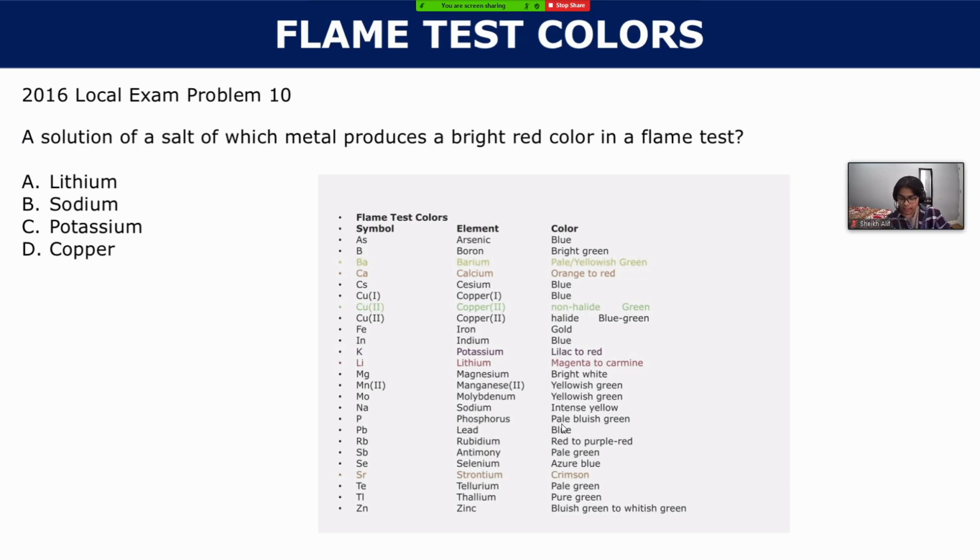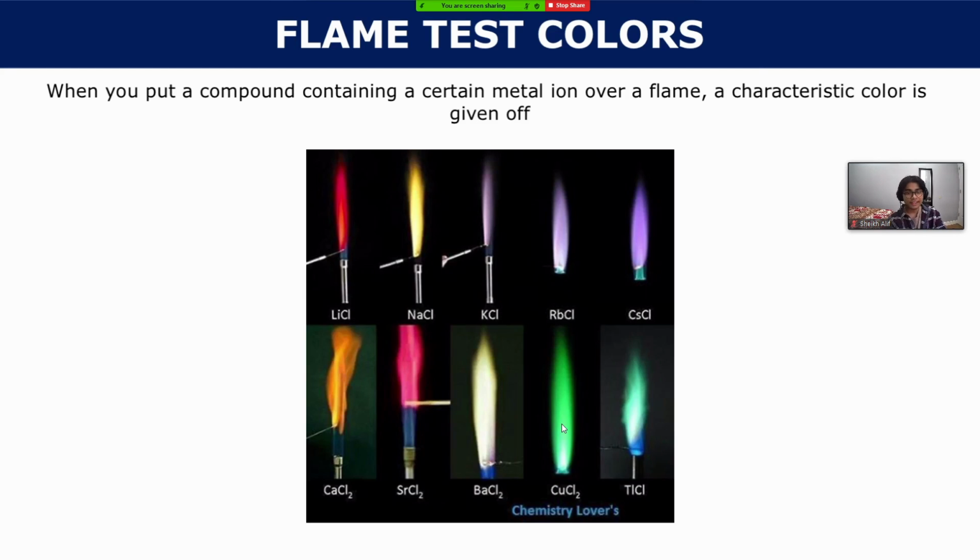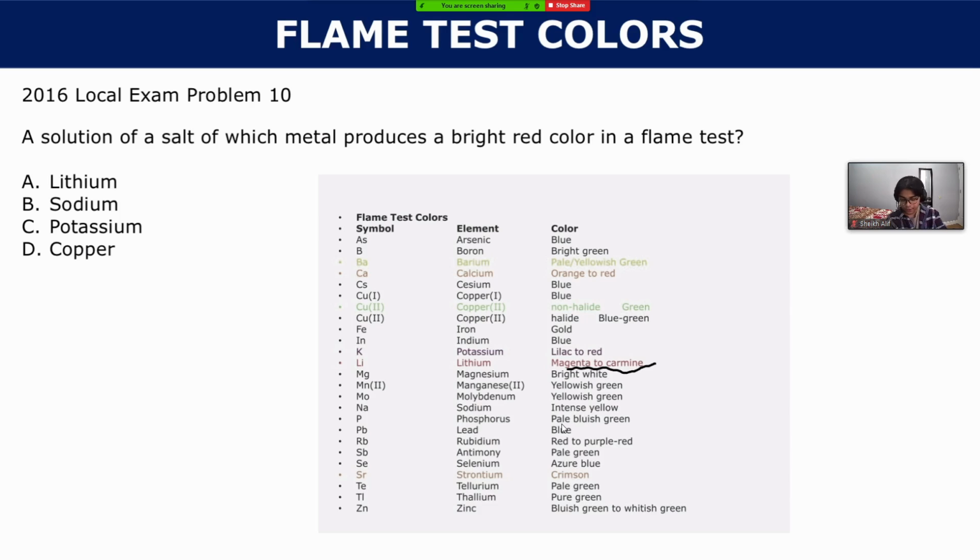Let's do the next one. A solution of a salt of which metal produces a bright red color in a flame test? Firstly, we have lithium, which is a magenta to carmine. If you saw this chart right here, then lithium does look a lot like red, and so that could be the answer. But let's look at the rest. Sodium is going to be intense yellow. Potassium is going to be lilac to red, like we saw, and that's more purplish than really red. And copper is going to be green. So the only answer that makes sense is lithium, and we are correct.